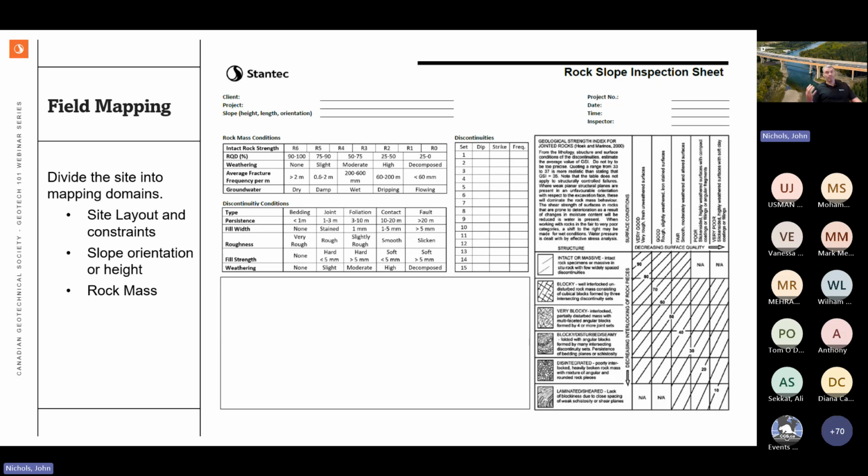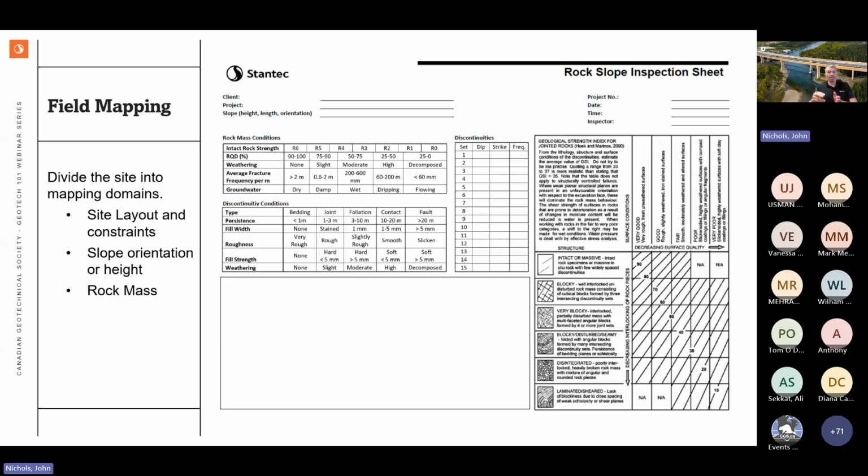So how do we do this? This is an example of one of our mapping sheets we use. So we'll go out in the field, but often what we'll have to do is break this site into domains. And it's important because domains can be like breaks in what constraints are related to the site. So if you have a rock cut or a rock slope and it's below a building with no catchment, or the building's right up against it, there are different constraints and different conditions. That should be noted in your field mapping.